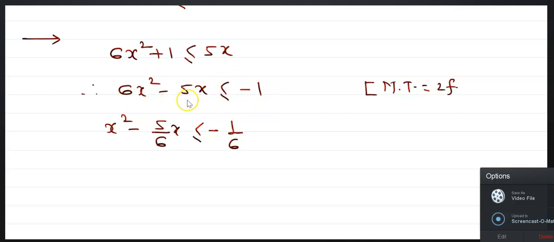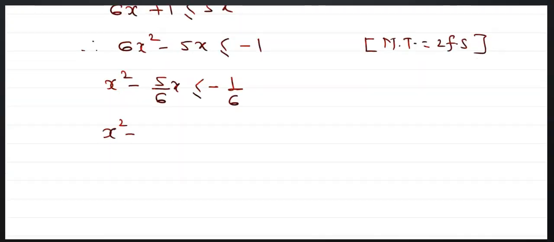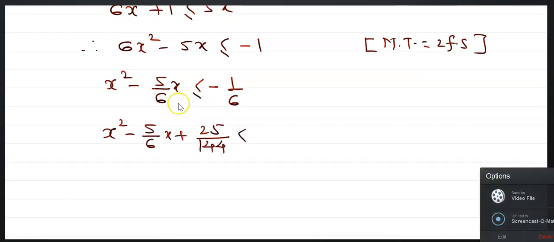Now 6x square minus 5x less than or equal to minus 1. Divide on both sides by 6. Then you will get x square minus 5 upon 6x less than or equal to minus 1 upon 6. Now in this case, x square minus 5x upon 6, now here, what is the second term?